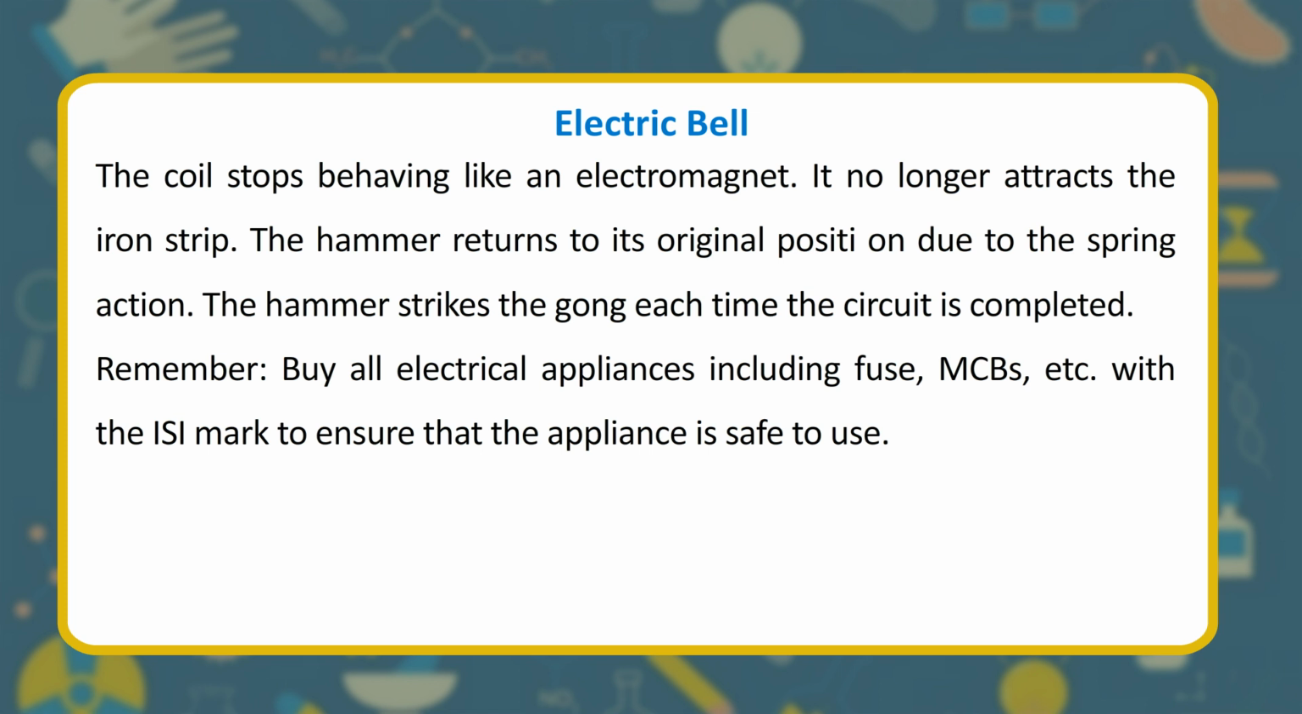The coil stops behaving like an electromagnet. It no longer attracts the iron strip. The hammer returns to its original position due to the spring action. The hammer strikes the gong each time the circuit is completed.